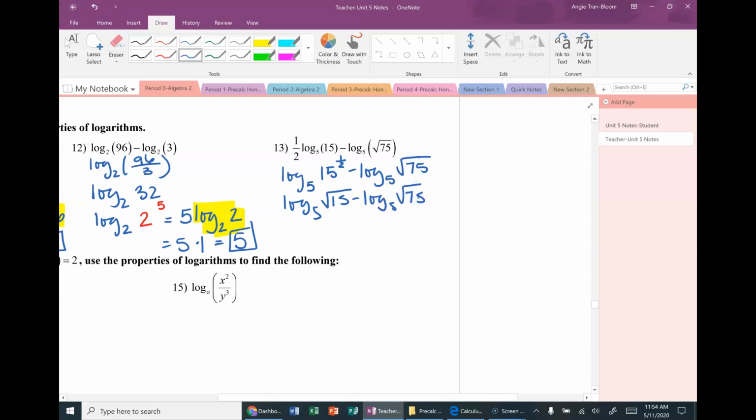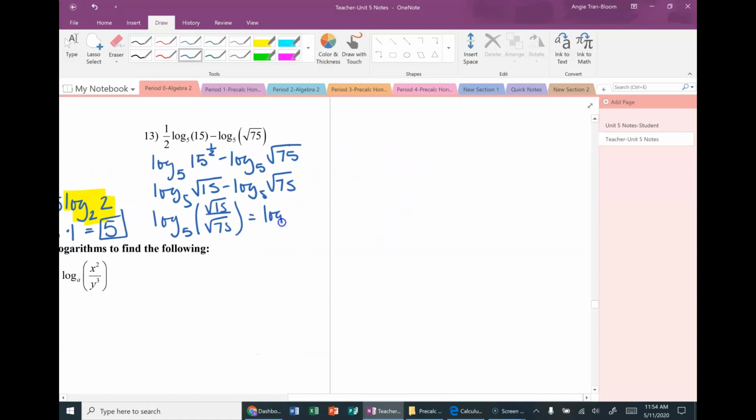From here, we're going to write it as one log, because the bases are the same, of rad 15 divided by rad 75, which you can make into one big radical, so we can simplify. This will allow us to write log base 5 of the big radical, ready, 1 over 5. Now you can break it up. Yep, you can go forward and backward. So now this is log base 5 over square root of 1, which is 1, over square root of 5.